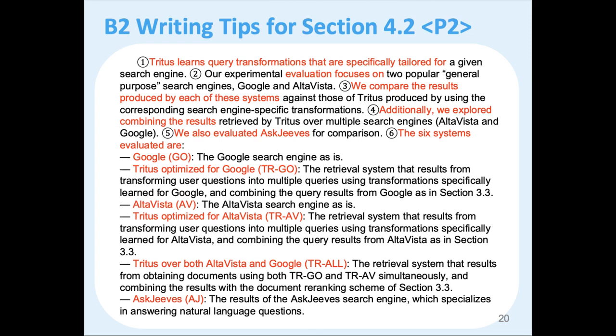Our experimental evaluation focuses on 2 popular general-purpose search engines, which are Google and AltaVista. We compare the results produced by the original systems against the results produced by Tritus using the corresponding search engine-specific transformations. Additionally, the authors explored combining results from both search engines, which is TRL, and evaluated Ask Jeeves.